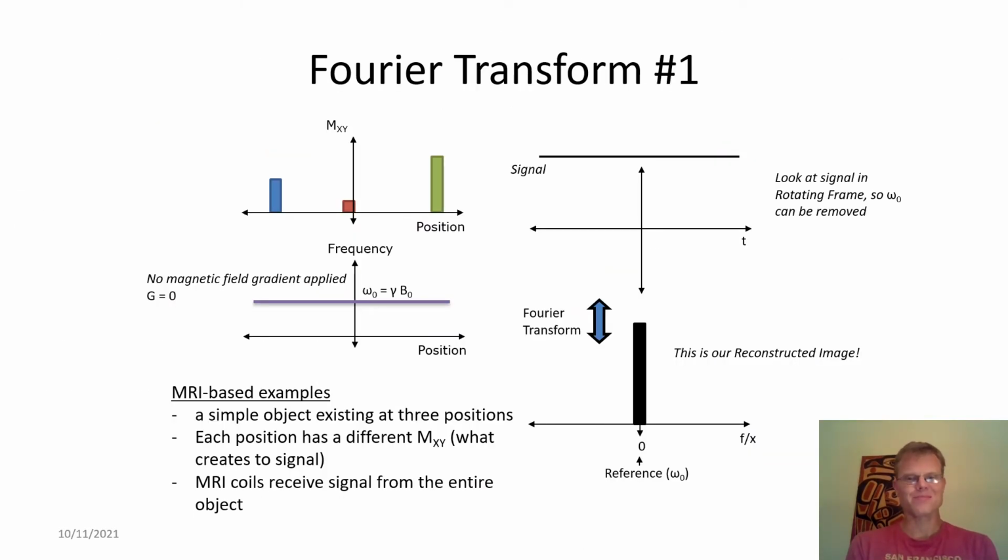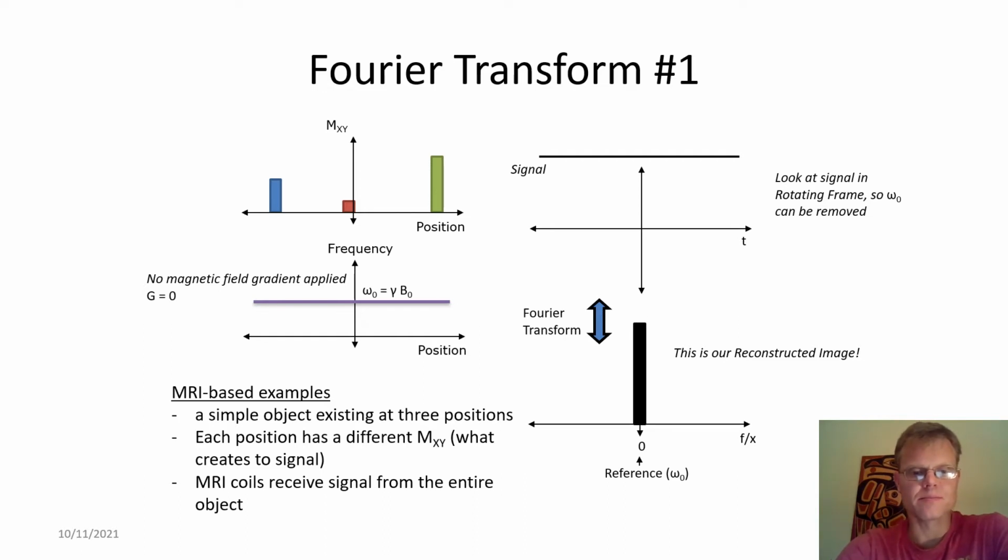All right, but back to MRI. So I'm going to go through a few MRI-based examples, where I'm going to walk through a simple object that exists at 3 different positions: the blue, the red, and the green. And we're going to look at what the signal would look like from this object. We're going to look at it in the rotating frame.